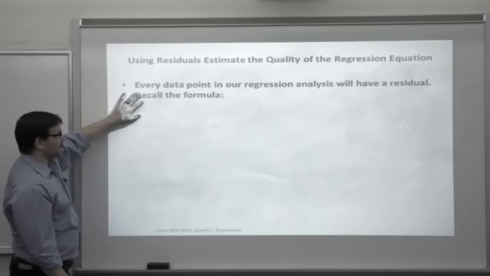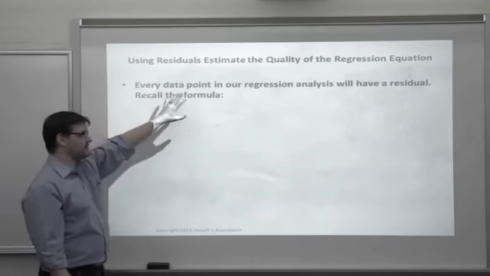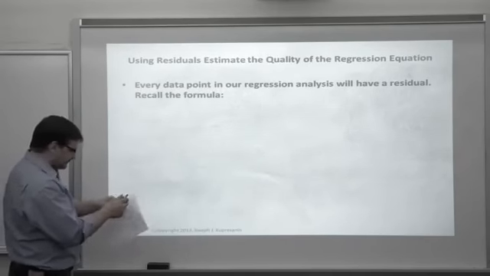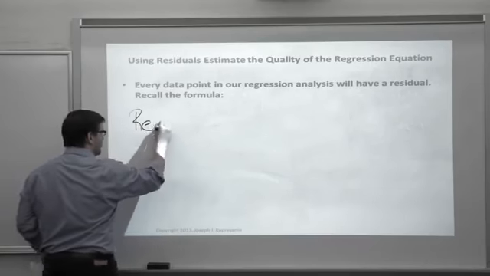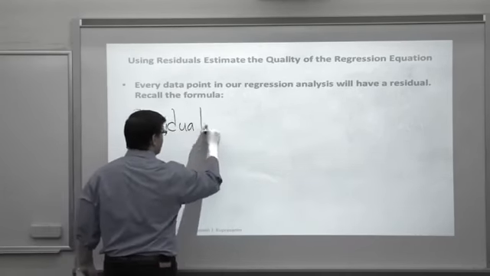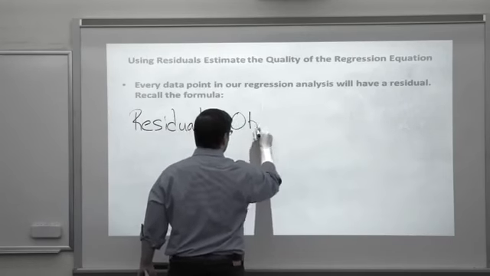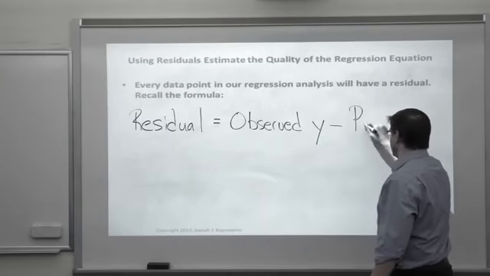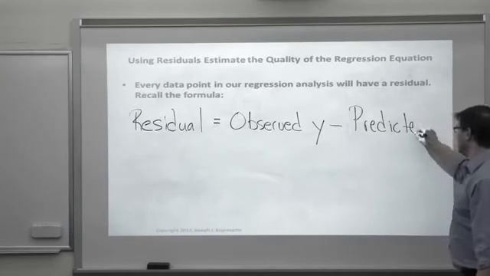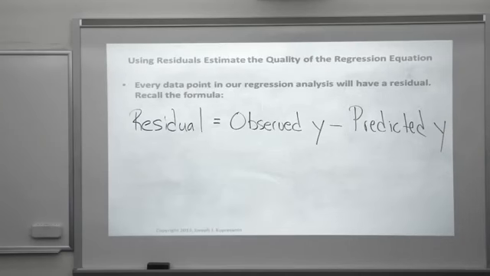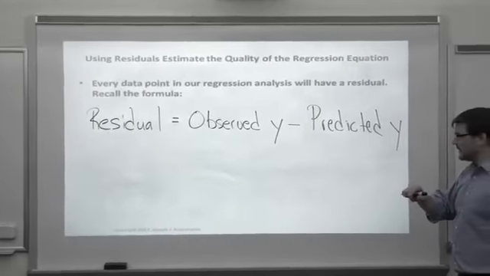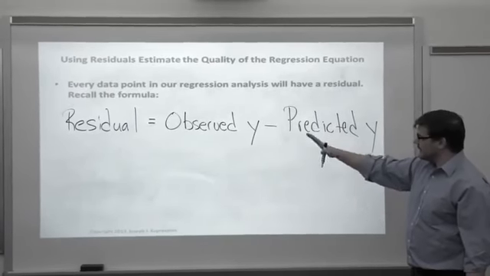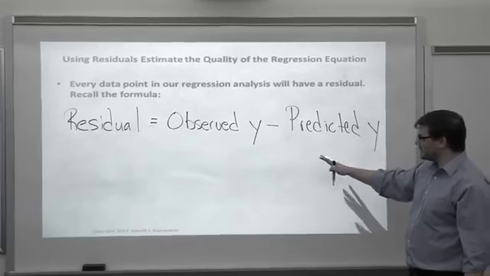Let's recall the formula for residuals. Every data point in our regression analysis will have a residual. We'll recall the formula. Residual equals the observed y value minus the predicted y value. So we had this way back at the beginning of this whole chapter. This is how we create the regression equation. So it seems like a good place to sort of evaluate our regression equation.